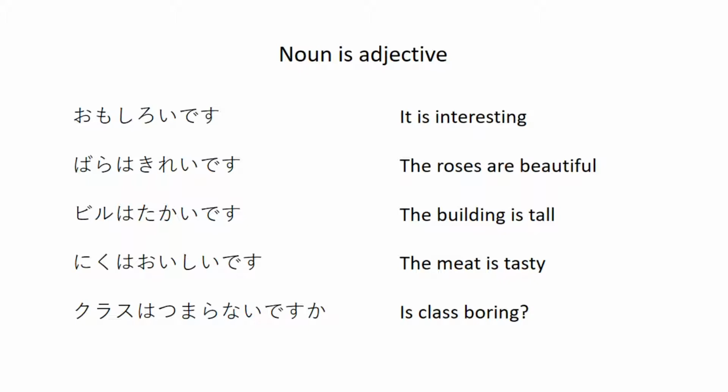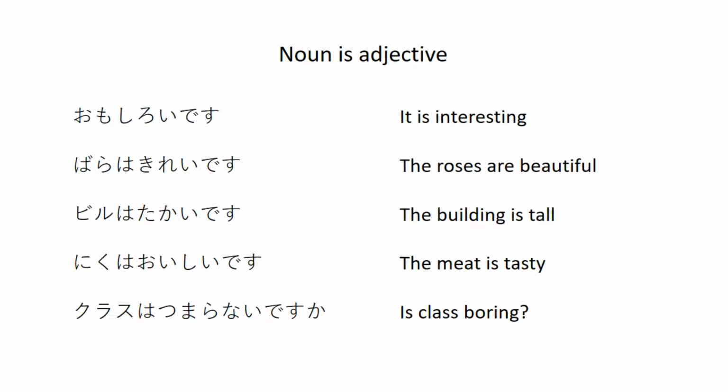The second sentence, bara wa kirei desu. The roses are beautiful. You will notice kirei is an adjective, but it is a na adjective. There are two general types of adjectives in Japanese. One is i-ending adjectives and the other are na adjectives. Third sentence, biru wa takai desu. The building is tall.